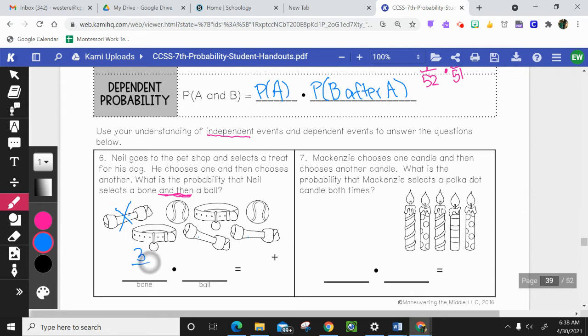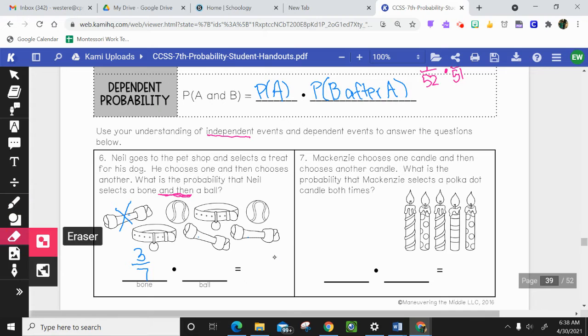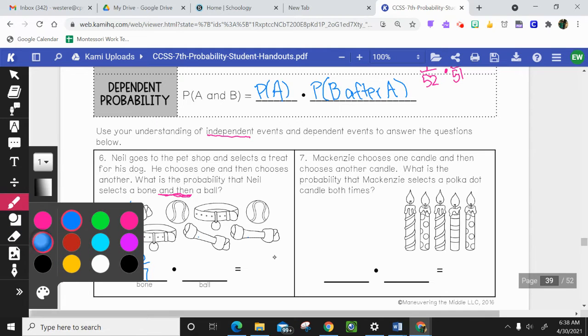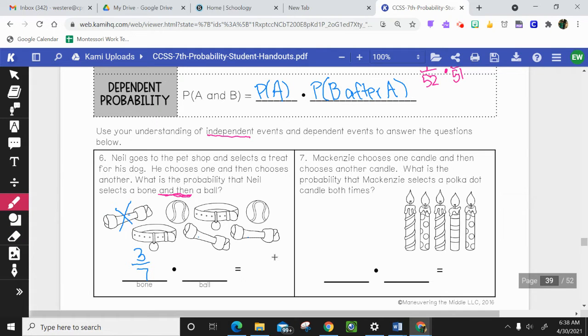3 out of 7. So now there's 6 left. And then your ball. So 1, 2, 3, 4, 5, 6. There's a probability of grabbing a ball is 2 out of 6. Okay, so we just multiply across. I'm going to see if I can reduce before I multiply, though, and I can. So 2/6 is equivalent to 1/3.